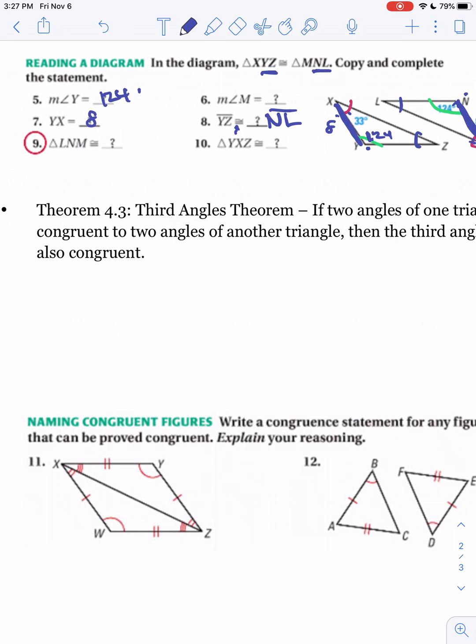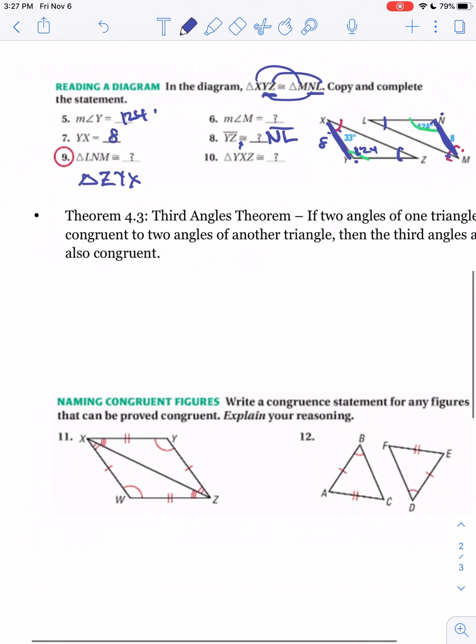And now we're looking for a triangle congruent to L and M. So L goes to Z, so we're going to say Z has to go first, N has to go to Y, and finally M has to go to X.